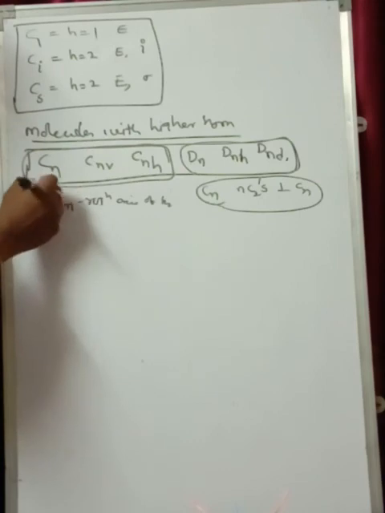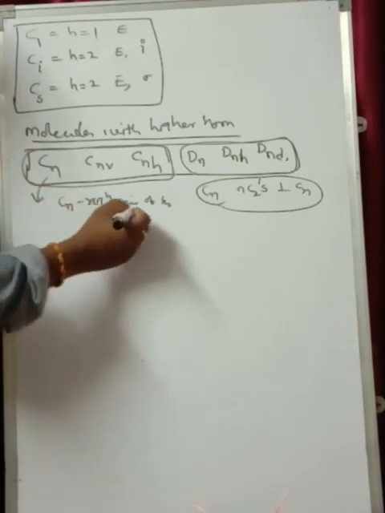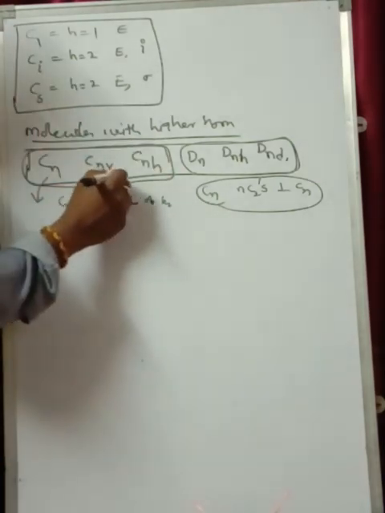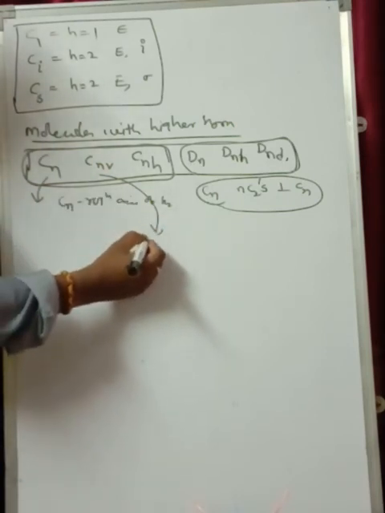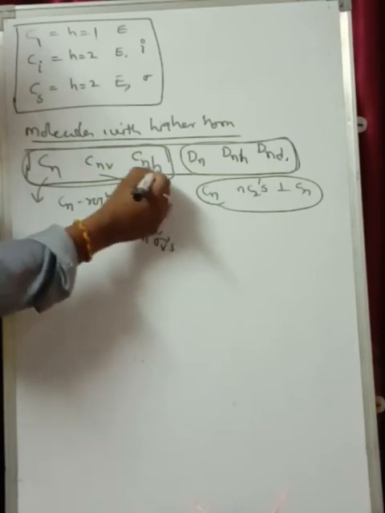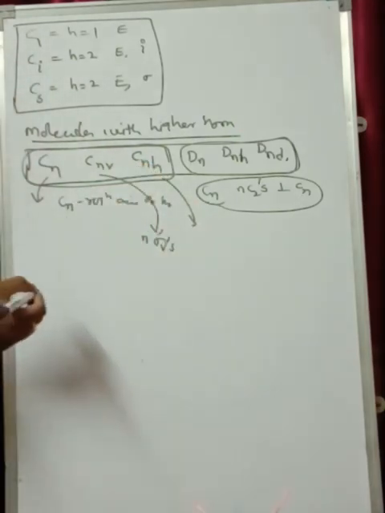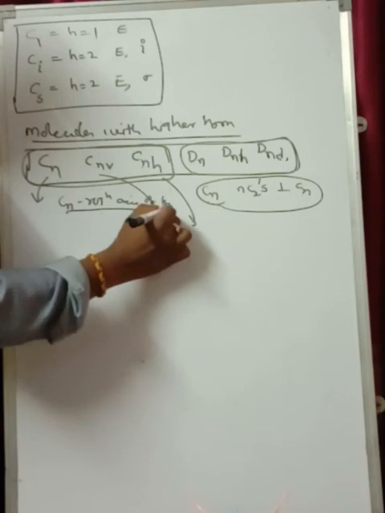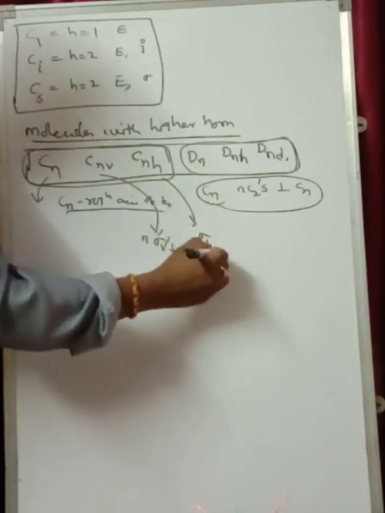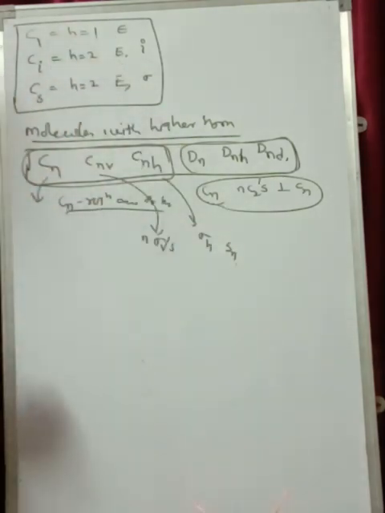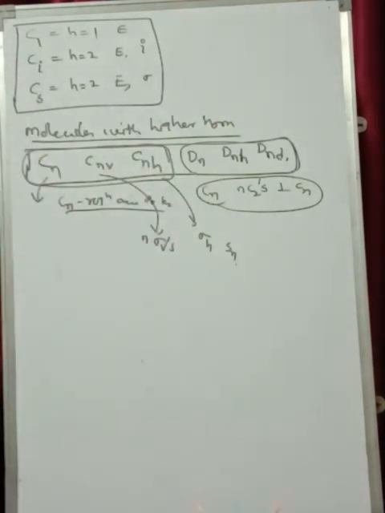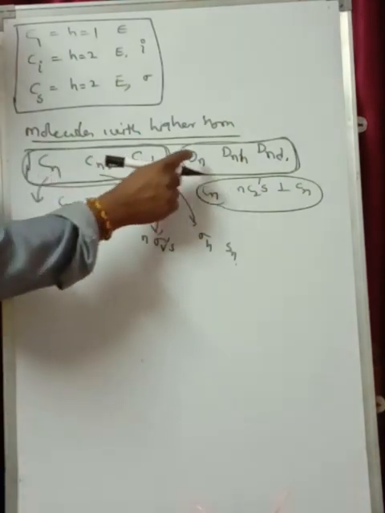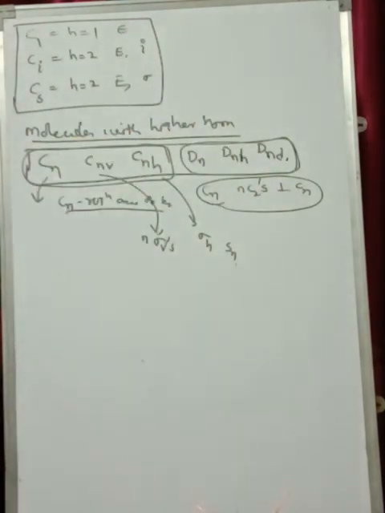If you take Cn, it has only the Cn rotational axis of symmetry. That's it. Whereas in Cnv, it has the Cn rotational axis of symmetry along with n number of sigma v's. In case of Cnh, it has the Cn rotational axis of symmetry along with sigma h and Sn. So this is a brief idea of molecules with the highest symmetry element, that is Cn, Cnv, Cnh, Dn, Dnh and the Dnd point groups.